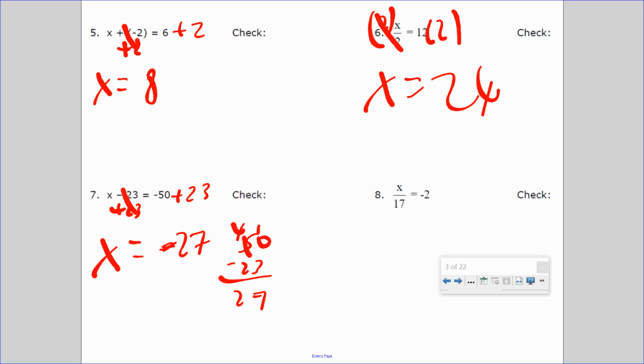And last but not least, number 8. X divided by 17 equals negative 2. I need to isolate x. What's the inverse of divide 17? Times 17. This cancels. X equals negative 34.